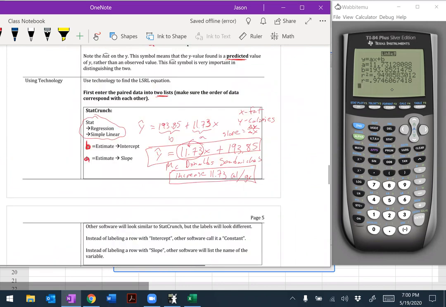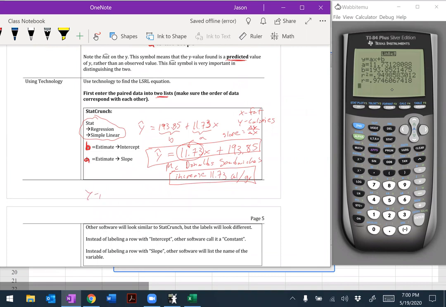It's very hard to estimate things outside the range of data. Okay, so the y-intercept of 193.85 describes the potential calories for a sandwich of 0 grams of fat. Okay, so that's what that 193.85 is.